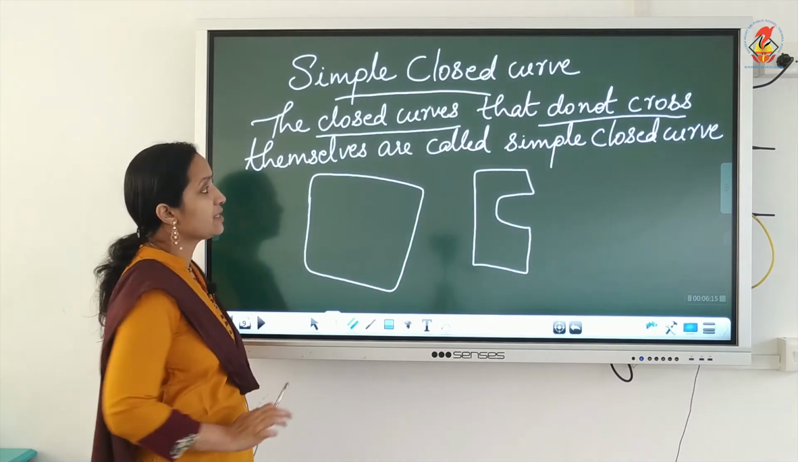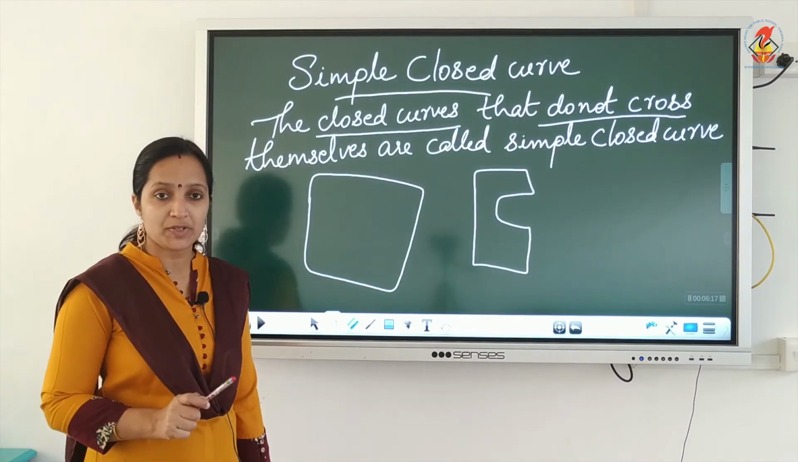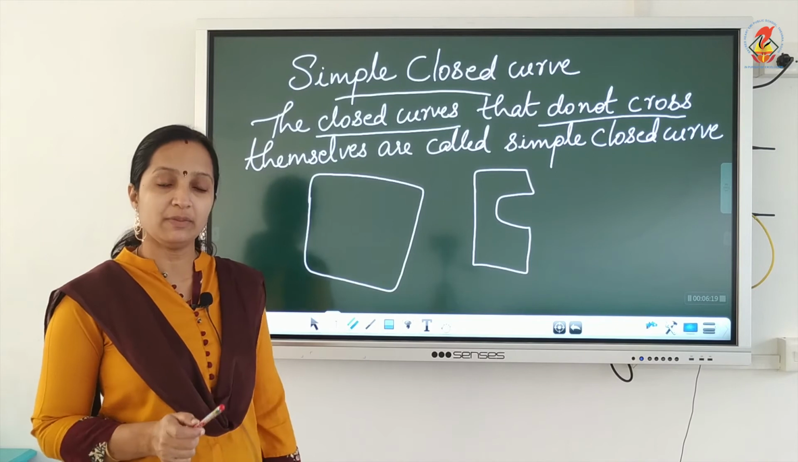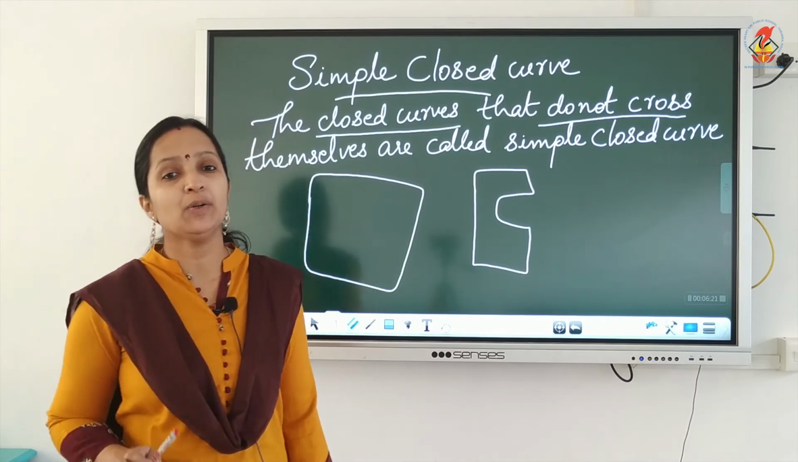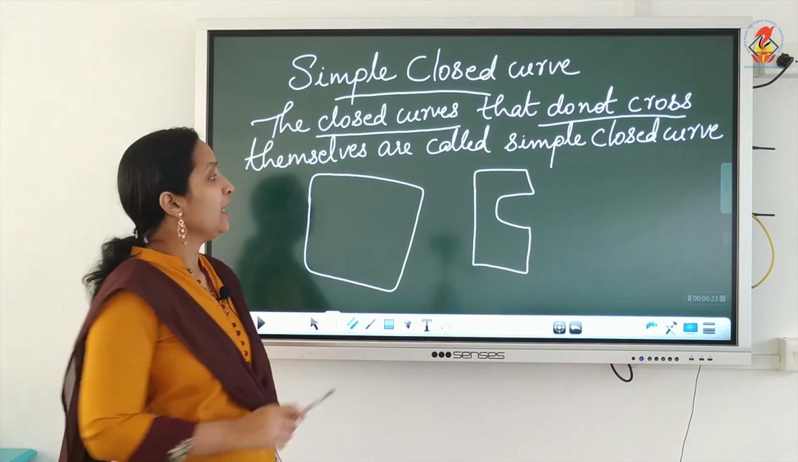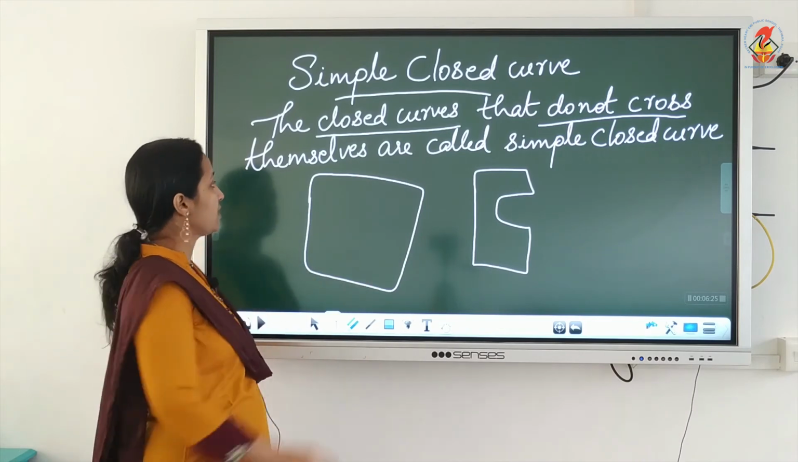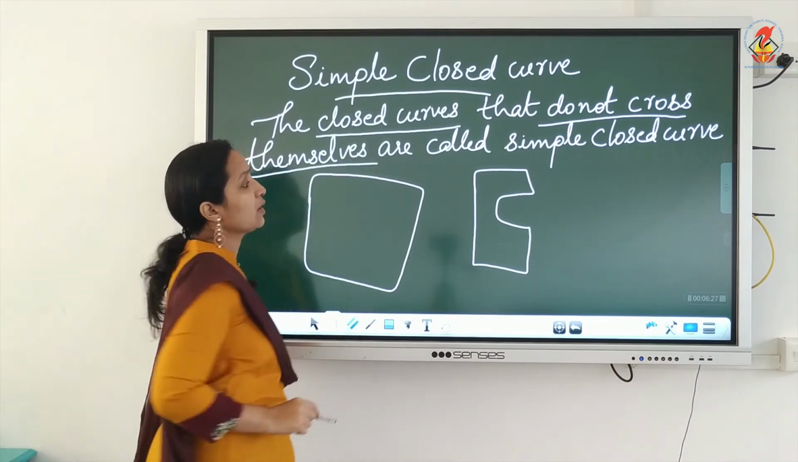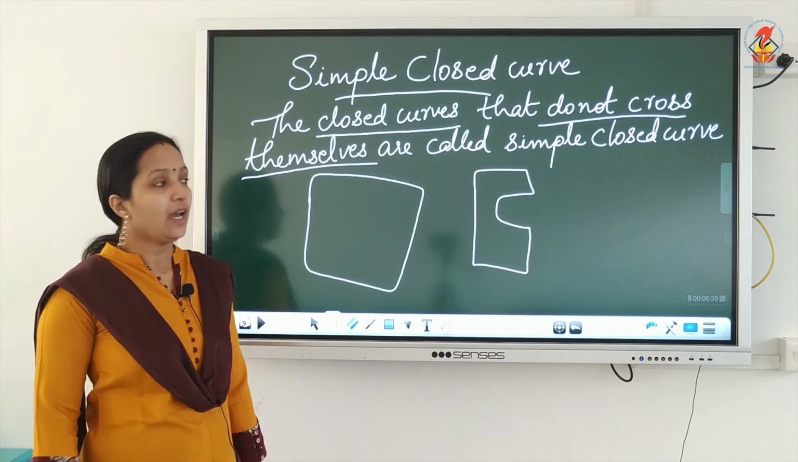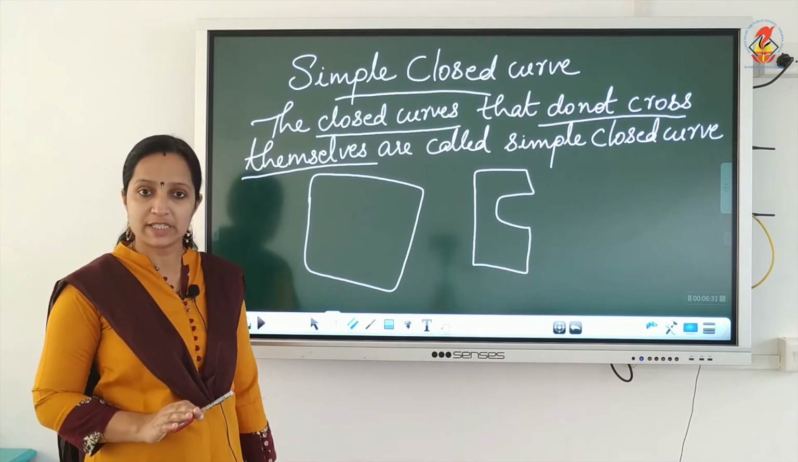And what do you mean by simple closed curve? Simple closed curve means it's a closed curve, but crossing is also not allowed. Okay, a closed curve that does not cross itself is called a simple closed curve. I hope all these different types of curves are clear.